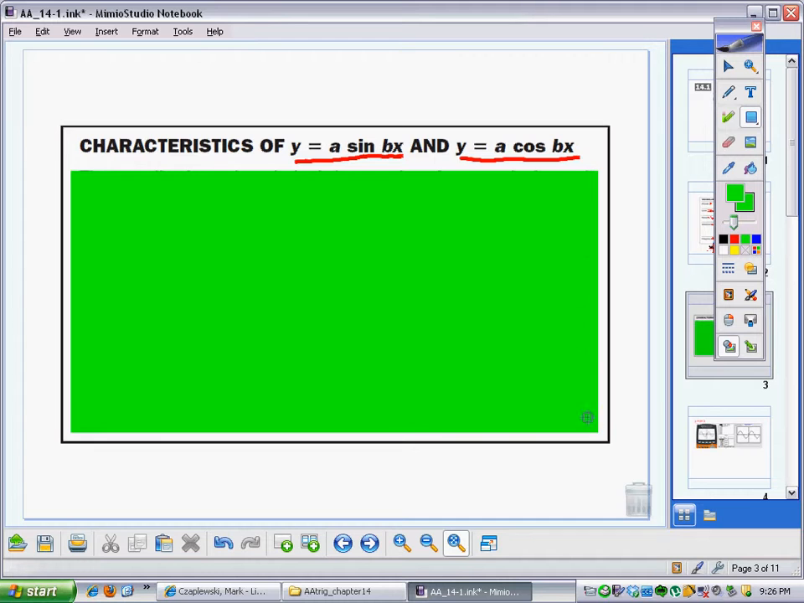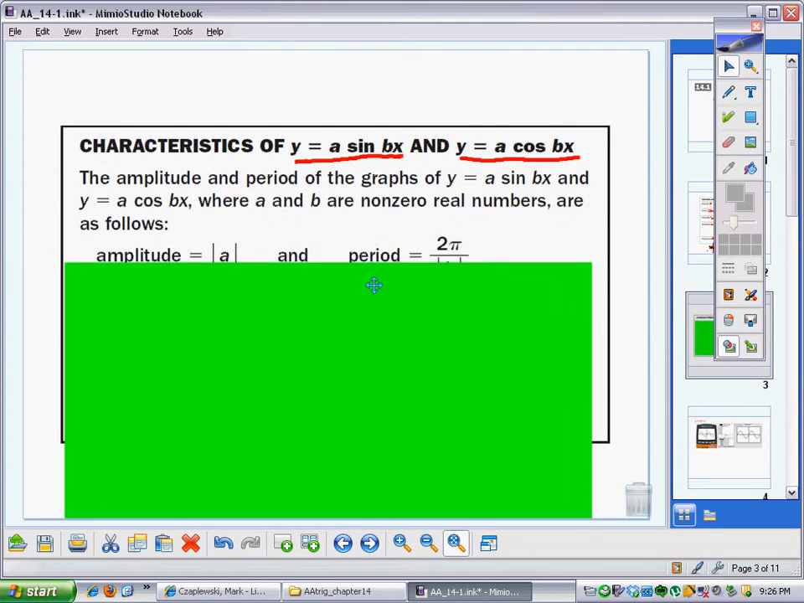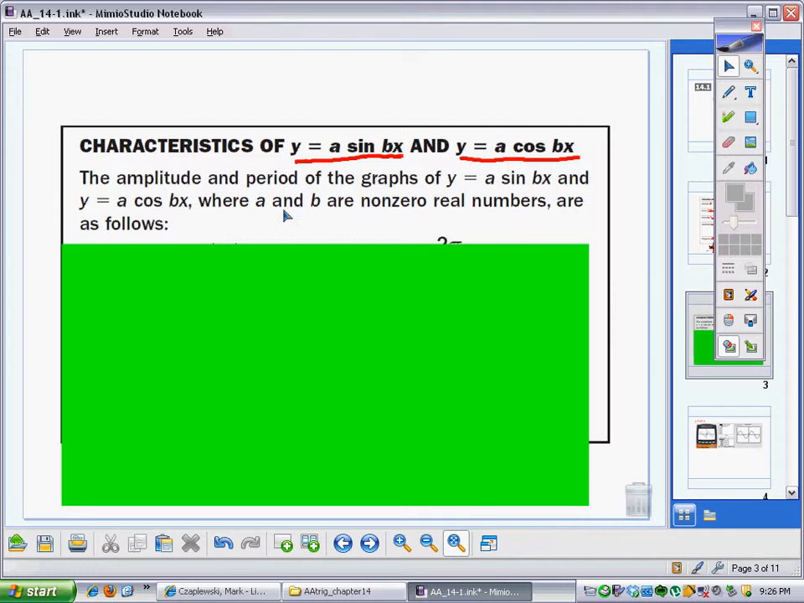So we're starting with those two important functions. A and b represent numbers, of course. And now you don't have to get all this down word for word, but let's summarize and take a look at it.